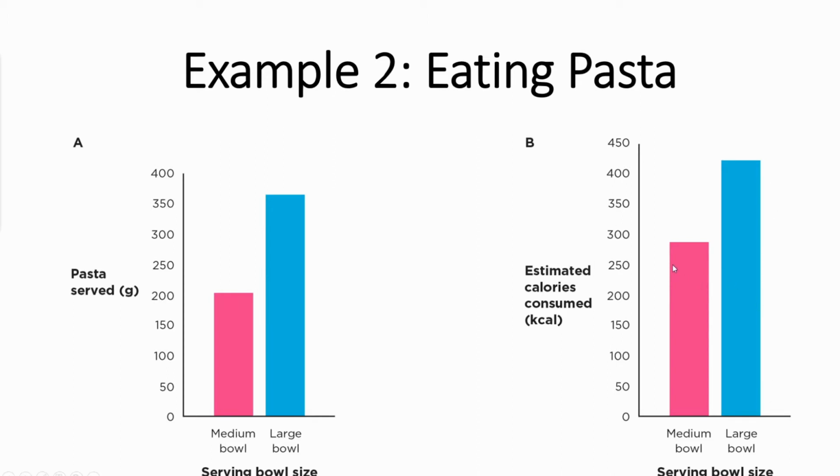Then this graph is showing the same information but presented a little bit differently, because they converted how many grams of pasta into how many equivalent calories were consumed. So you still see that the medium bowl people ate fewer calories than the people who served themselves from the large bowl. The researchers concluded that the size of the serving bowl would influence how much pasta people served themselves and how much they ate.